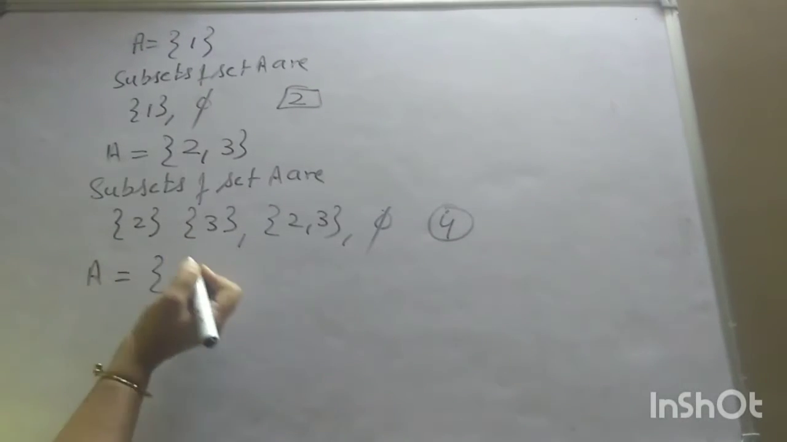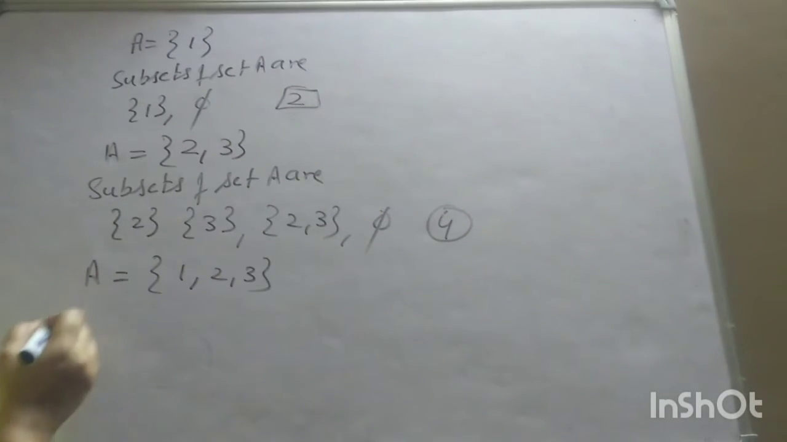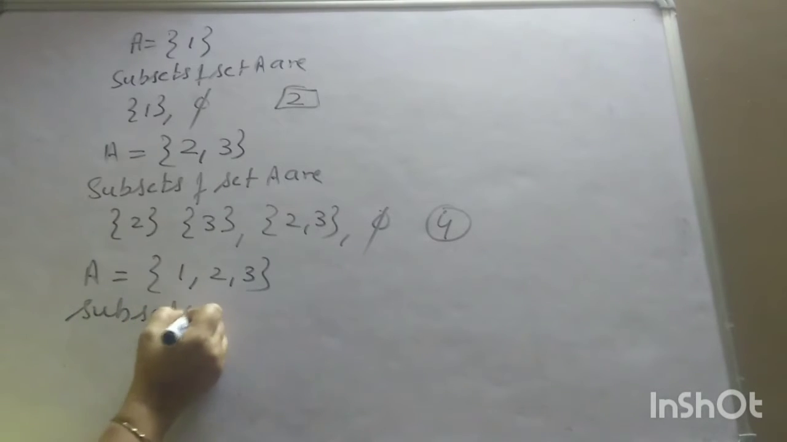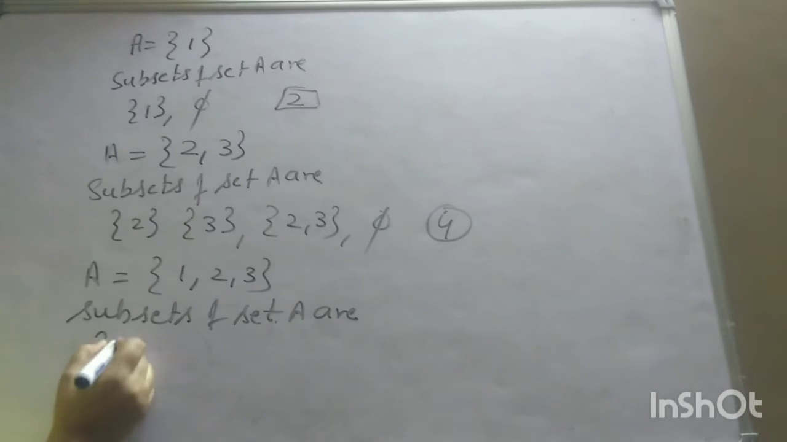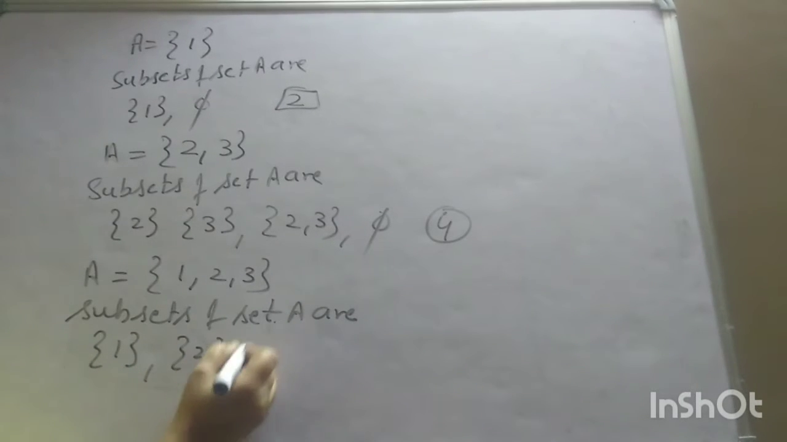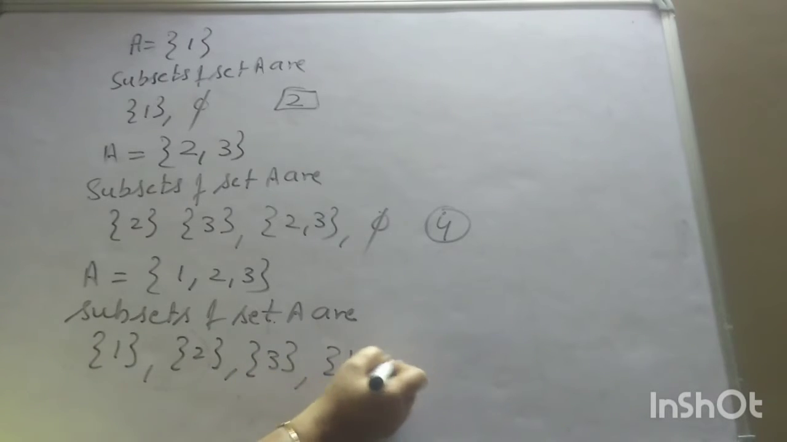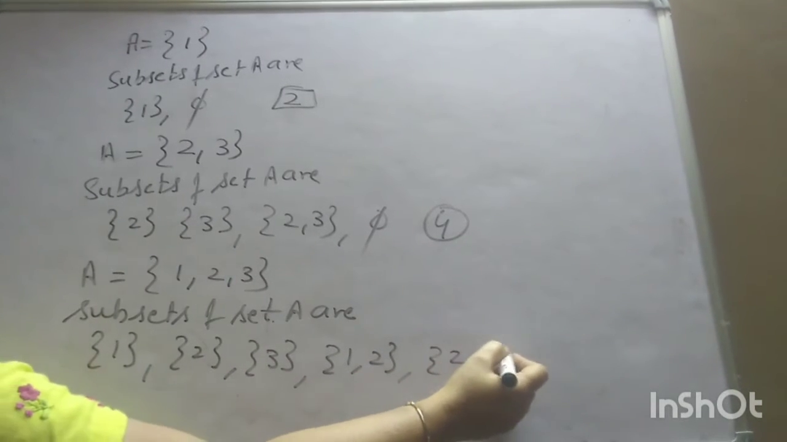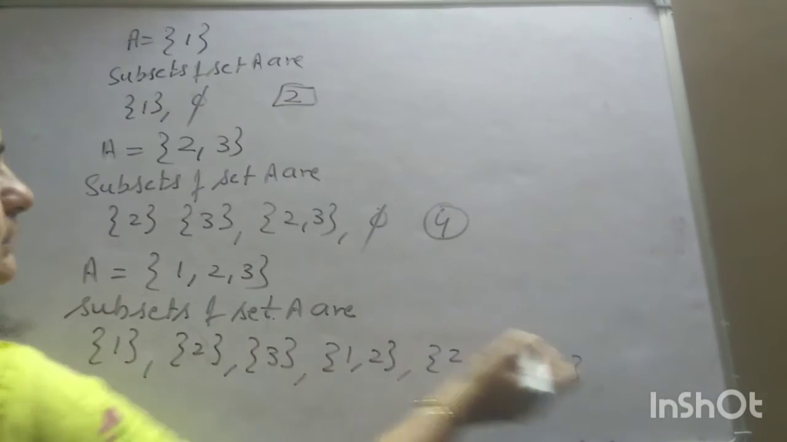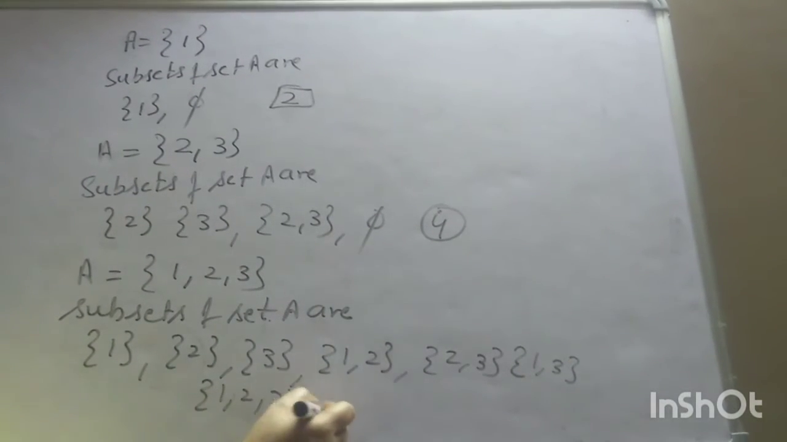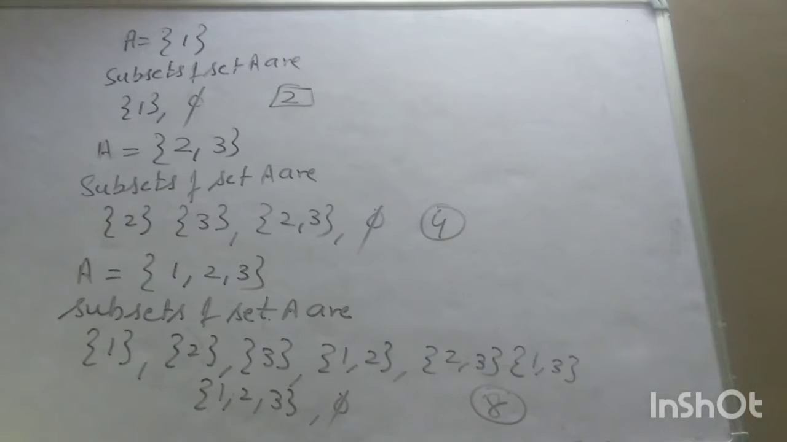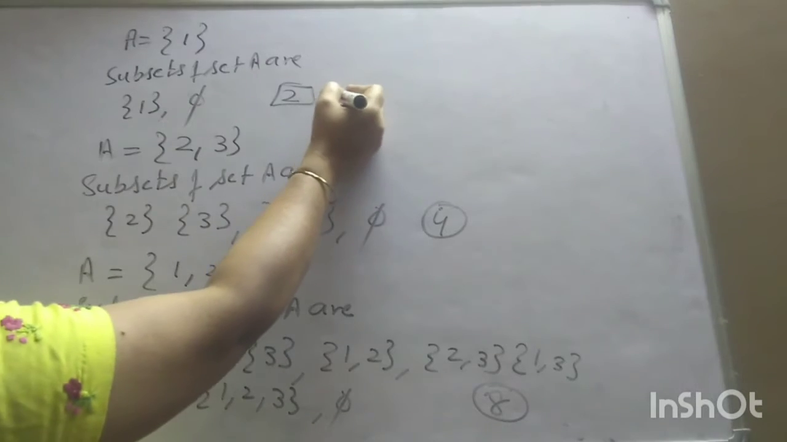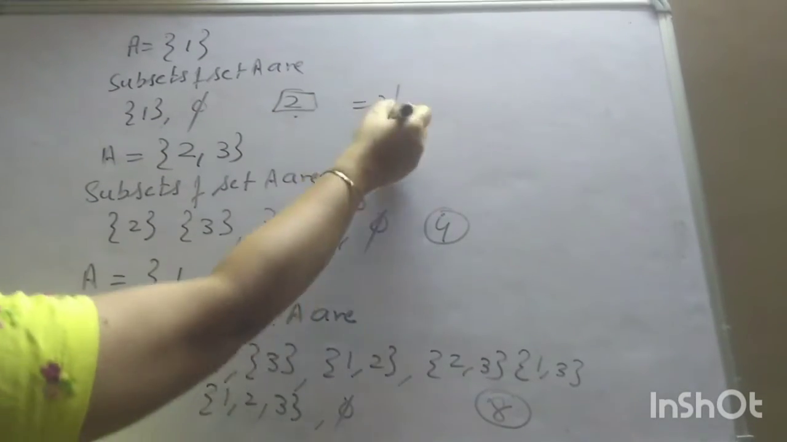If set A is {1, 2, 3}, then subsets of set A are {1}, {2}, {3}, {1, 2}, {2, 3}, {1, 3}, {1, 2, 3}, and ∅. It means number of subsets are 8. Here we have only one element, therefore number of subsets are 2 to the power 1.